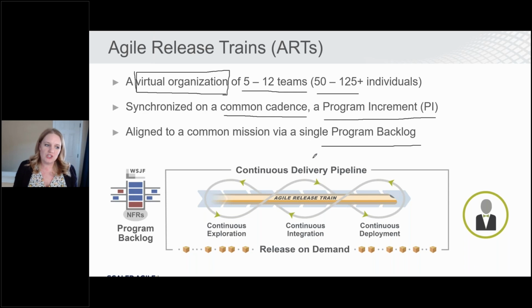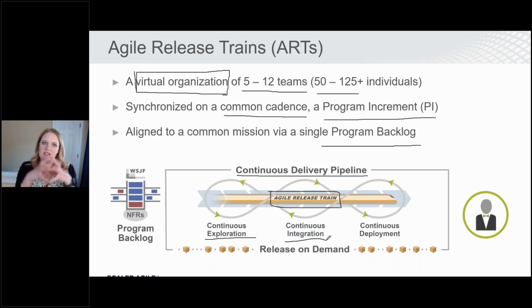Each Agile release train is maintaining what we call a continuous delivery pipeline. So continuous delivery pipeline is key to both team agility and organizational agility because it's helping us continuously explore what's the right thing to build for our customers. What's the right time to build that for our customers? What's the right set of features? What do people want?